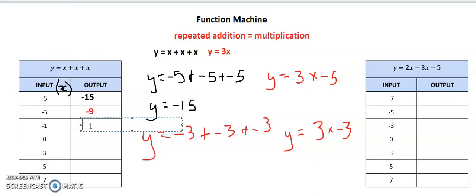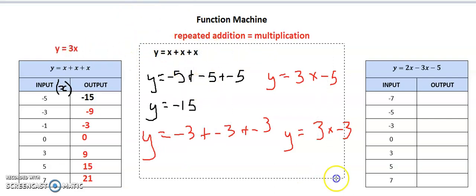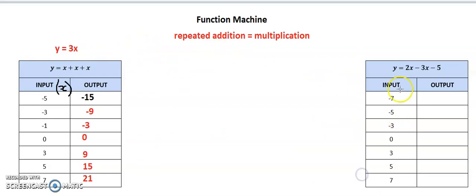So let's use that formula now to fill in the rest of this table. We've got 3 times -1 is -3. 3 times 0 is 0. 3 times +3 is 9. 3 times +5 is 15. And 3 times +7 is 21. So the main aim is for us to really understand how to get a simplified equation and be able to solve it.